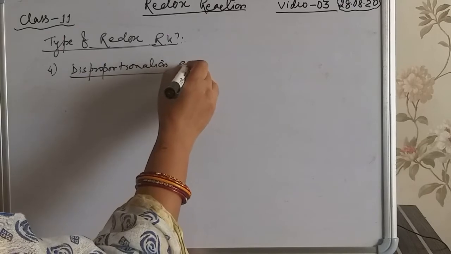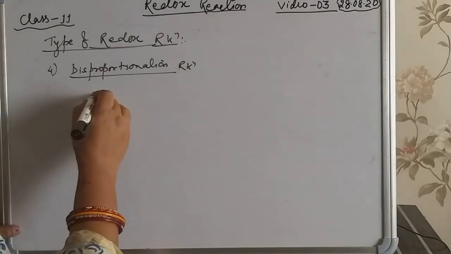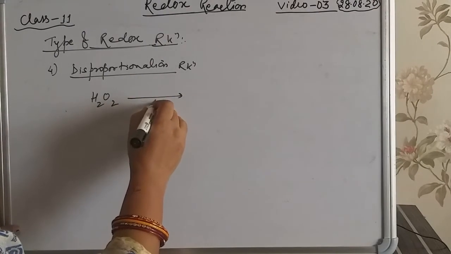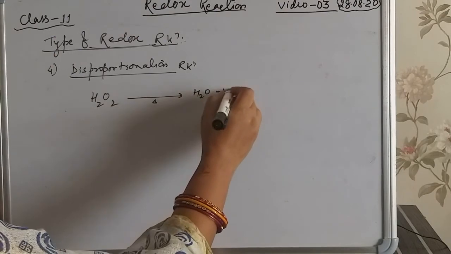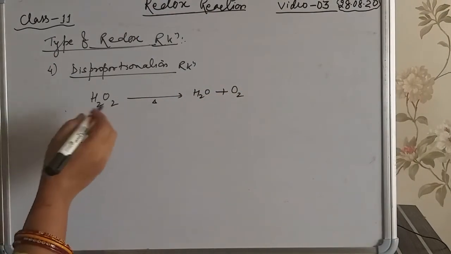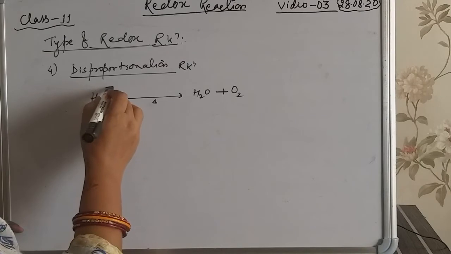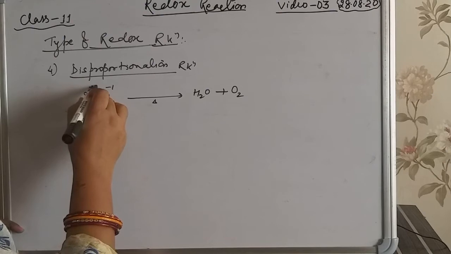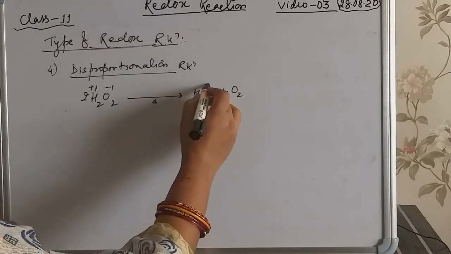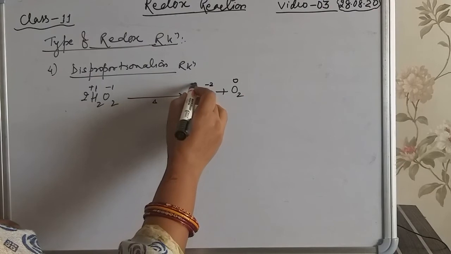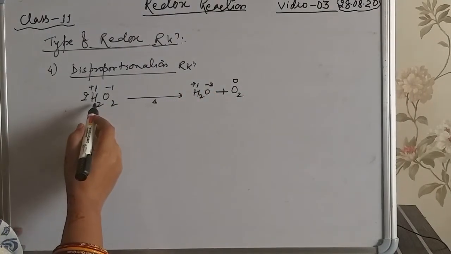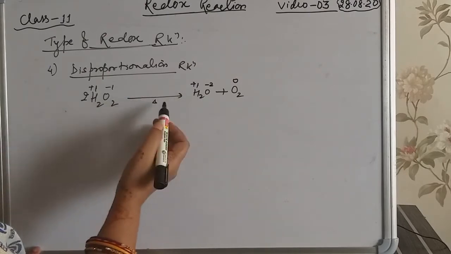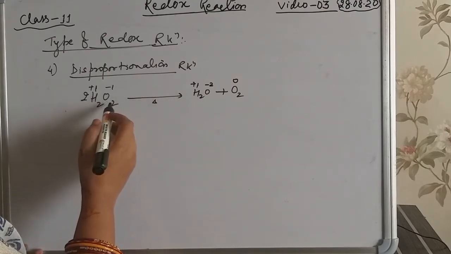Disproportionation reaction. The most common example is hydrogen peroxide when decomposed to form water and oxygen. In hydrogen peroxide, oxygen is in the -1 oxidation state, hydrogen is +1, in water oxygen is -2, and in molecular oxygen it is 0. The hydrogen oxidation number is the same before and after the reaction, but change is seen in the case of oxygen.